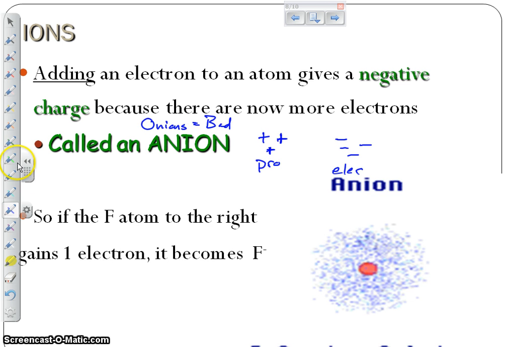Anyways, an example of that would be if we have a fluorine atom to the right that has 9 protons and 9 electrons. As it gains an electron, we kick ourselves up to 10 electrons, and that's going to become F minus, or F negatively charged. So it's got 1 more electron than protons.